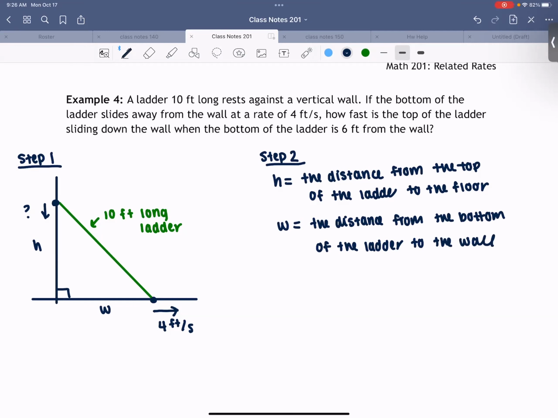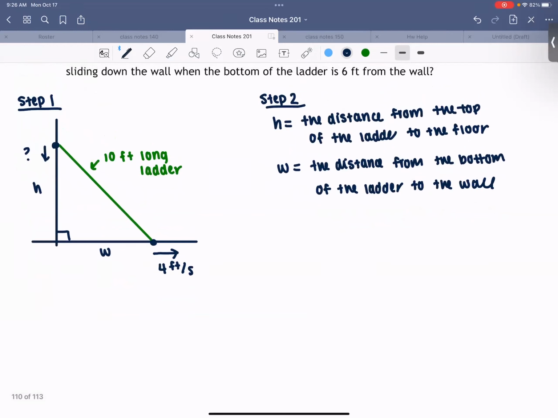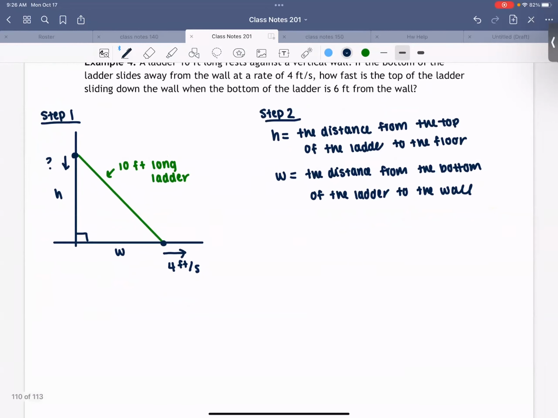Okay, I guess height and width would also work here, but I do want to write it in terms of this so we can see the direction that things are going. I think it might be easier to think of it in terms of distance. Okay, I think that's pretty much all we can say here. Let's go to step number 3.